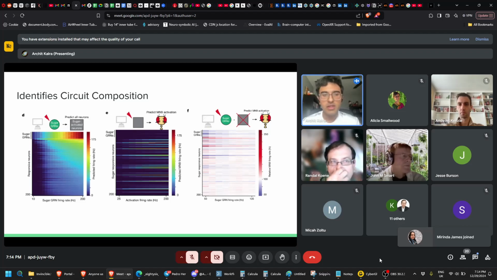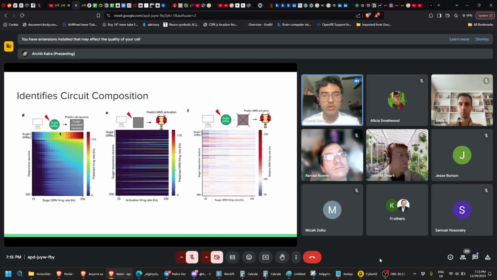Next, the authors focused on identifying circuit composition, specifically looking at which neurons are actually important in this overall network. The first way this was done was by looking at the computational model and focusing on those sugar gustatory receptor neurons. By activating these neurons at different firing rates, they were able to observe what downstream neurons were activated and what firing rates they had. This chart here, specifically part D, shows how the top 200 neurons were activated at various firing rates for these sugar gustatory receptor neurons.